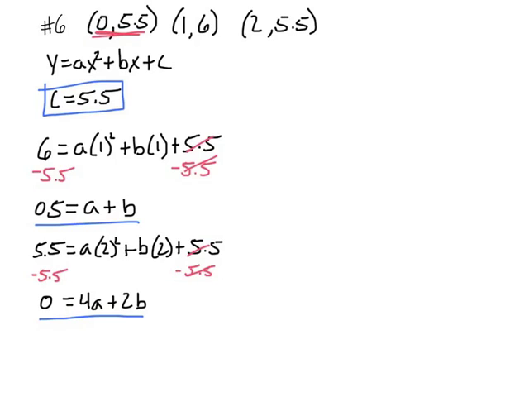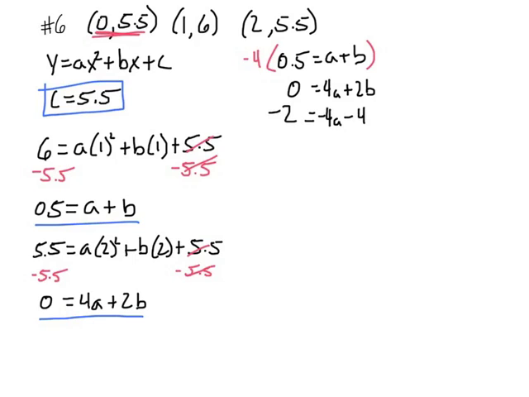So we use those two equations. And let's see here. We have 0.5 equals A plus B, and 0 equals 4A plus 2B. Anthony, which variable do you want to get rid of, A or B? A. So therefore we have to multiply that top equation by what? By negative 4. So what is negative 4 times 0.5? Negative 2. Negative 4A minus 4B.